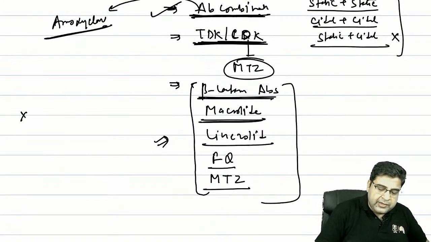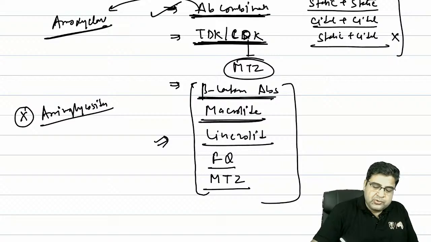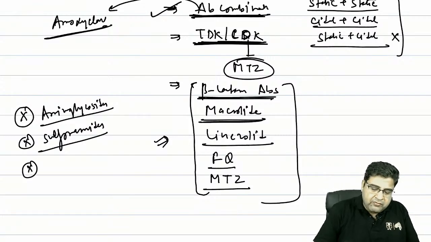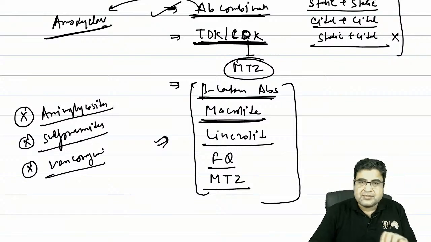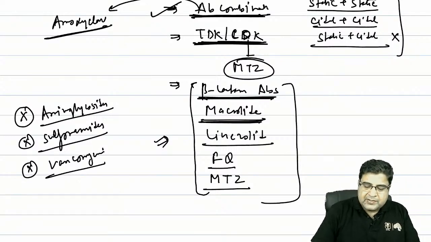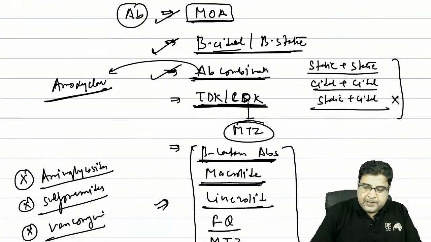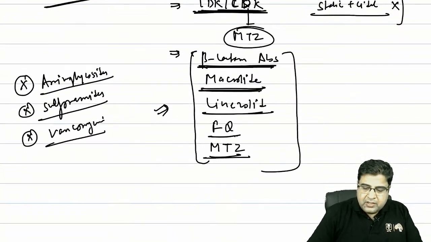The drugs that you can leave, which are usually not asked: aminoglycosides are not usually asked in your exam. Sulfonamides are not usually asked in your exam. You can skip this topic. Vancomycin is usually not asked in your exam. You can skip these types of medicines. Vancomycin, sulfonamide, aminoglycoside, you can save your time on these. But beta-lactam antibiotics, macrolides, linezolid, fluoroquinolone, metronidazole, these antibiotics are important, right? So this is how you have to approach the topic of antibiotics, right?